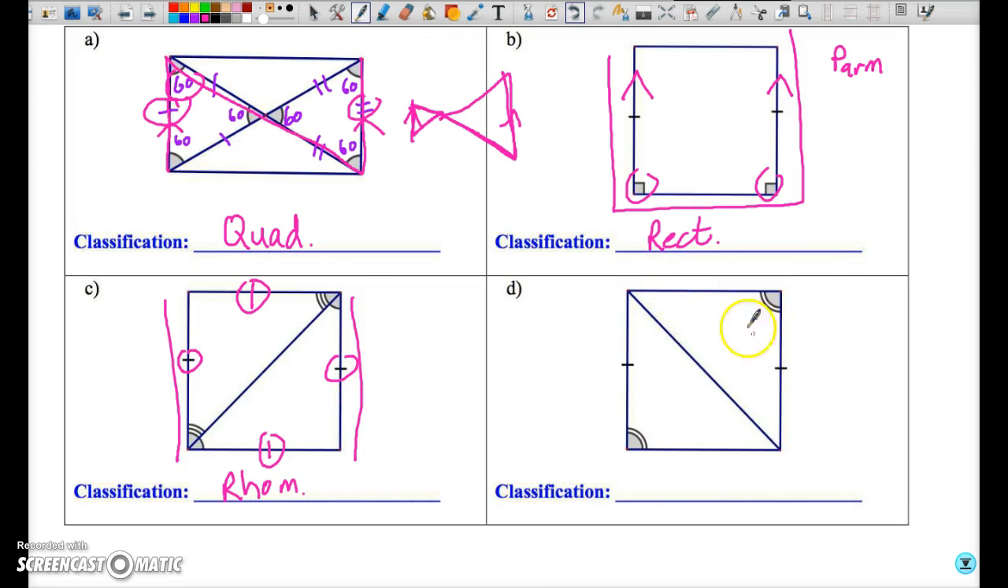Okay, moving on to this diagram over here. We've been given two congruent sides. We've been given a congruent vertex angle, but we don't know how big it is. In other words, we don't know if it's 90 degrees or not. We have got a reflexive side.